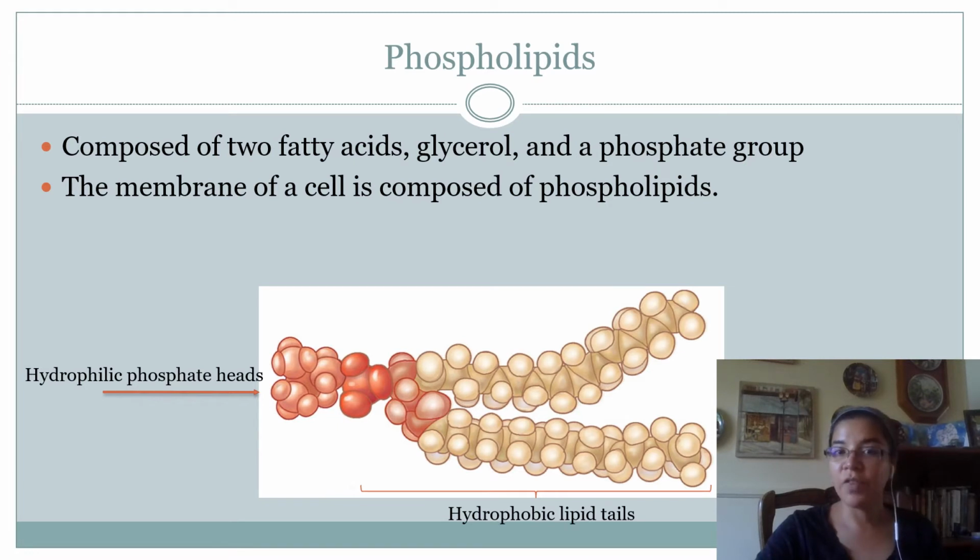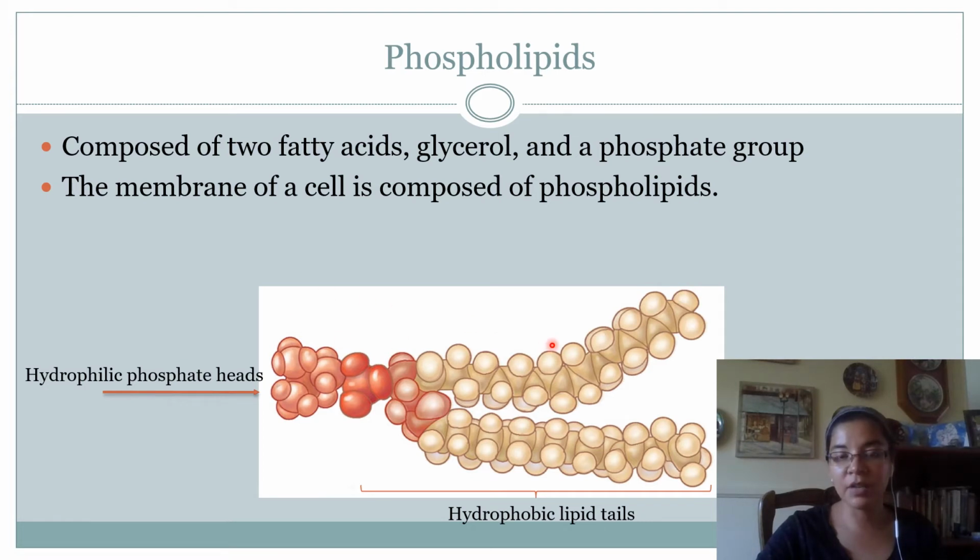Fats include phospholipids. Phospholipids are made up of two fatty acids. These are the fatty acid tails, and these are carbon-hydrogen bonds. And so they have hydrophobic lipid tails, hydrophobic properties. They repel water. The phosphate head is actually hydrophilic. It likes water. And the glycerol group.